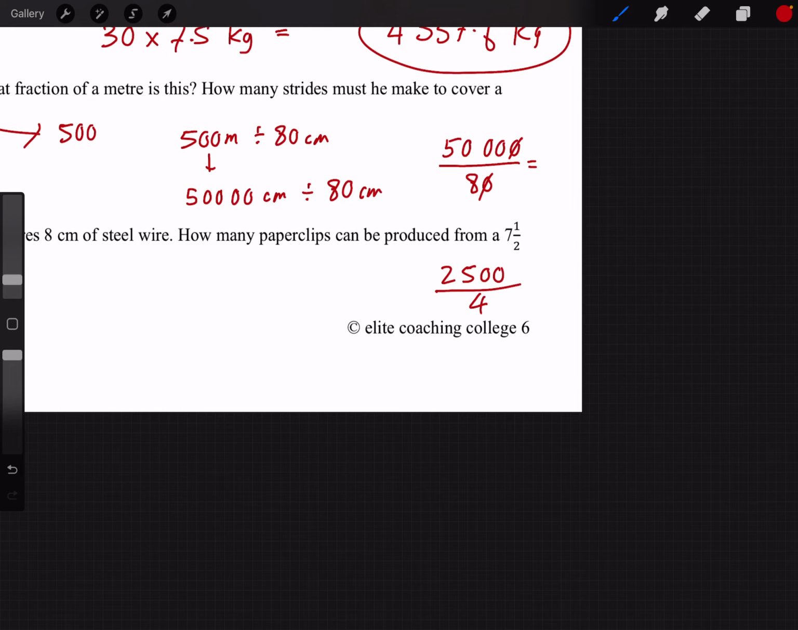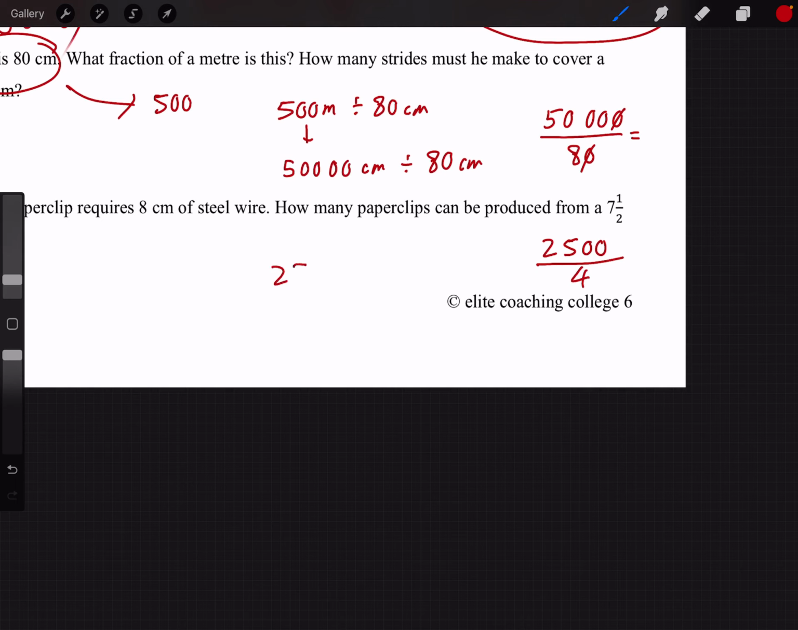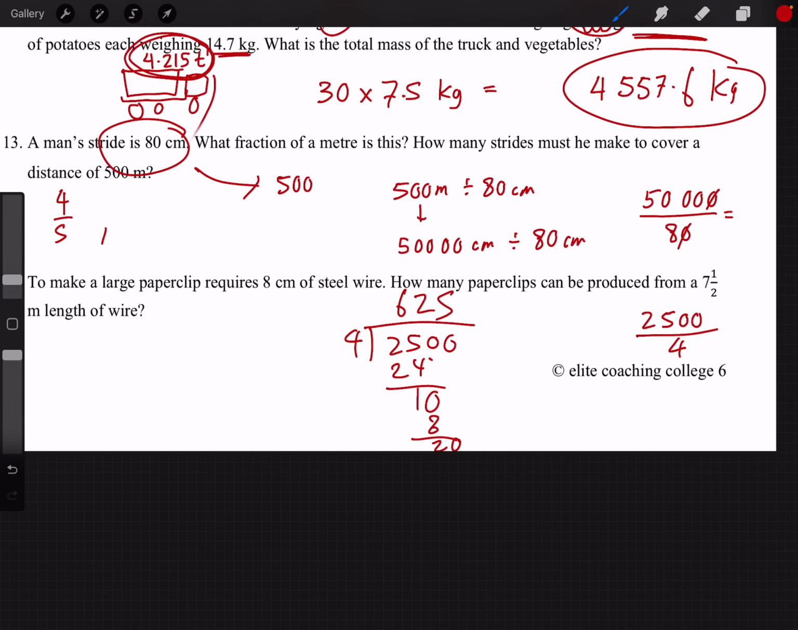Okay, so you can just divide it now. You don't have to keep going. So just don't need to keep simplifying. Just divide it. So 25 divided by 4 is 6. 6 times 4 is 24. So remainder 1. Subtract. Bring a 0 down. 10 divided by 4 is 2. 2 times 4 is 8. Take away, remainder 2. Bring a 0 down. 20 divided by 4 is 5. So the answer is 625 steps. 625 strides.